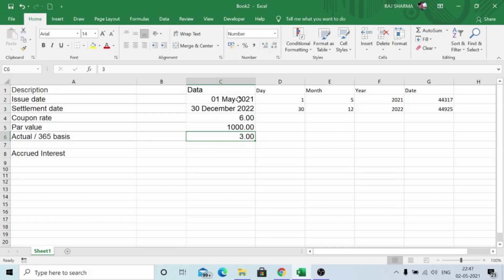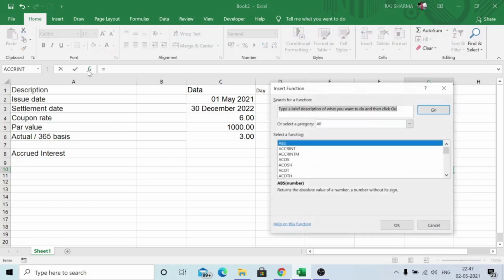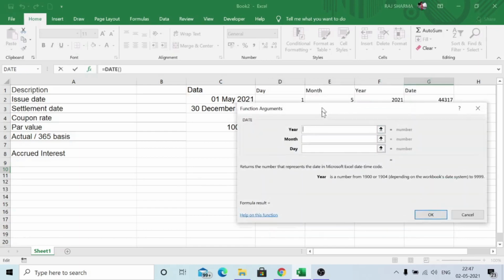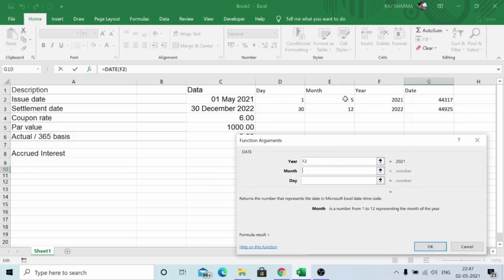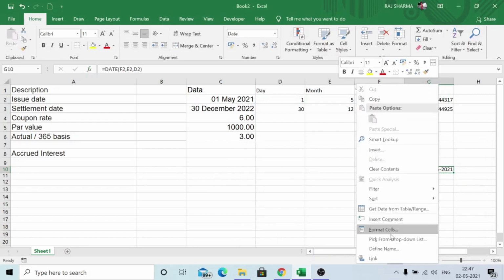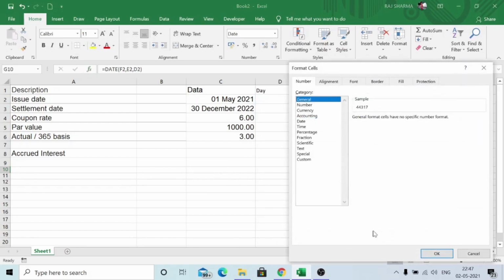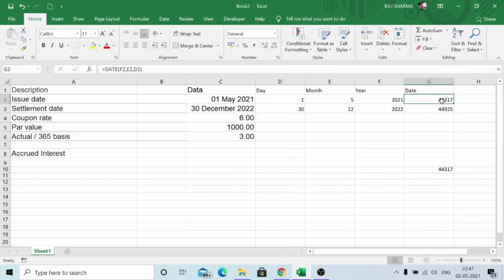The important aspect is these dates have to be converted into date format. So for that we have bifurcated it into day, month and year, and then put the formula DATE, and accordingly you will get the data in date format. Once again I will show you how to do it. So it equals DATE, and in this one you have to put year, then month, and then day, and it will give it in this one. And then you have to format the cell, make it general, so you will get the date format.